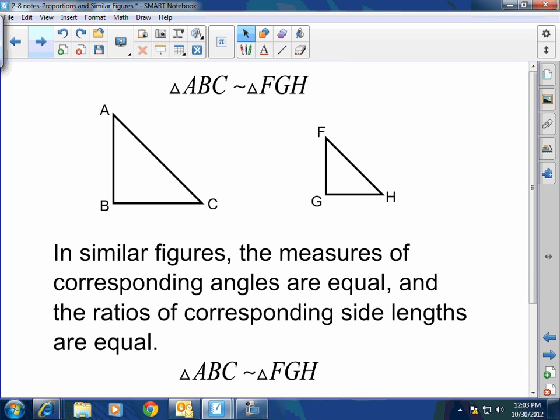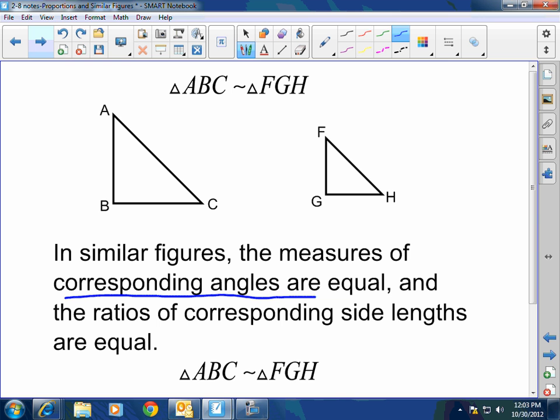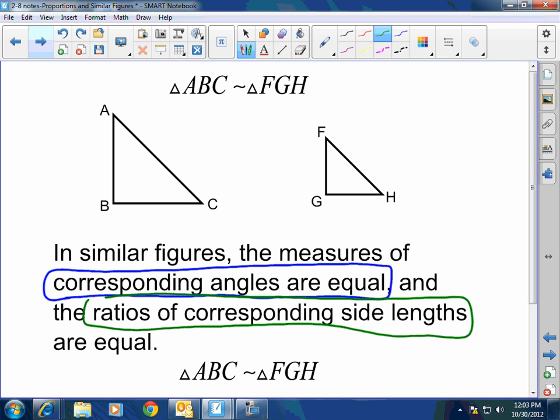This is what I'm talking about. For triangle ABC being similar to triangle FGH, in order for this to be a true statement, the measures of the corresponding angles must be equal, and the ratios of their corresponding sides must also be equal.